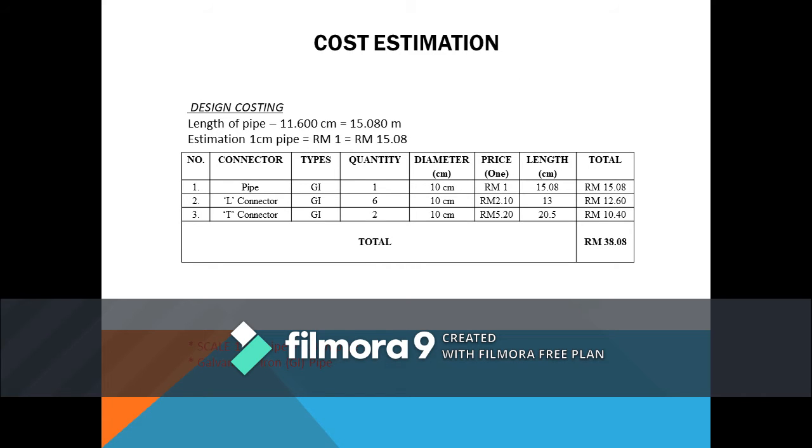Okay, this is design costing. The line of pipe is 1160 cm, equal to 15.08 meter. We estimate 1 cm equal to 1 ringgit. So we got 50 ringgit 0.08. The total cost for the 3 types of piping was 38 ringgit 0.08.